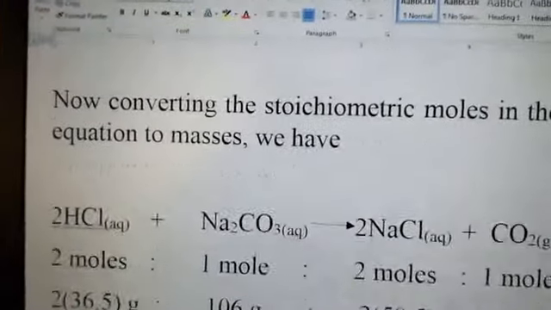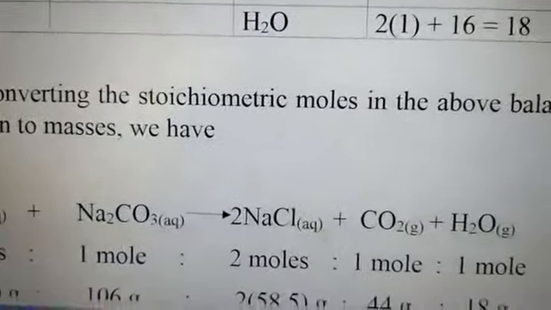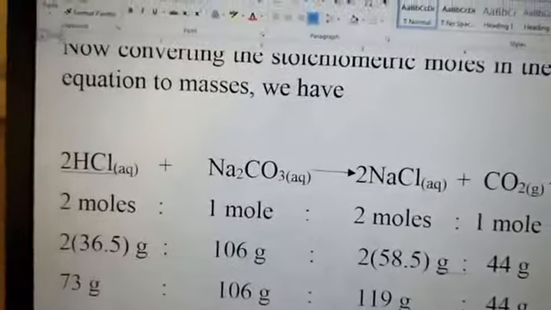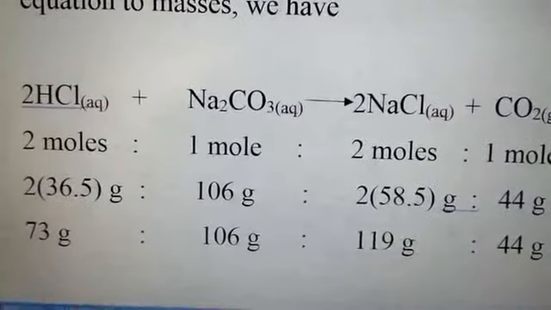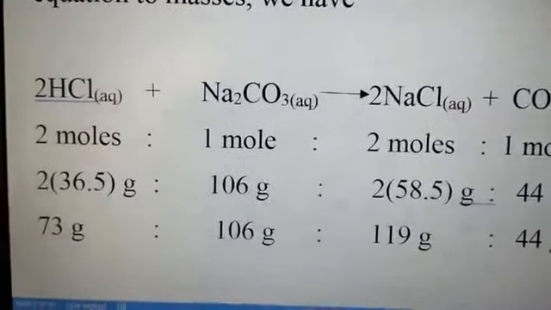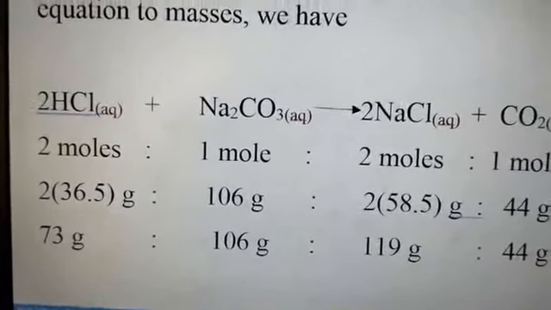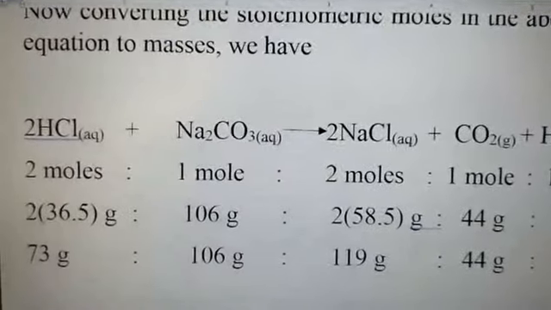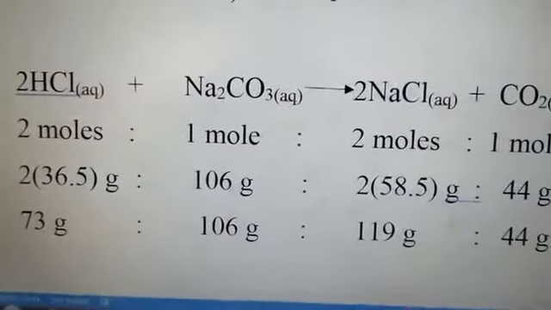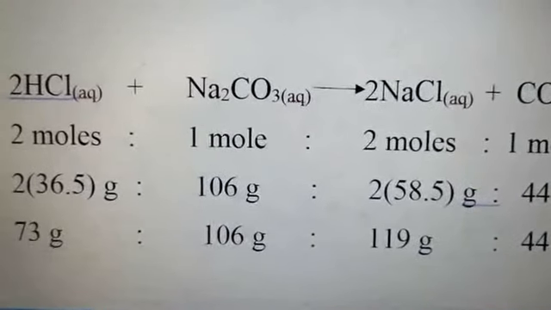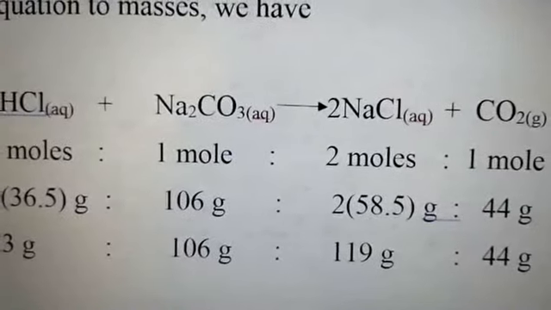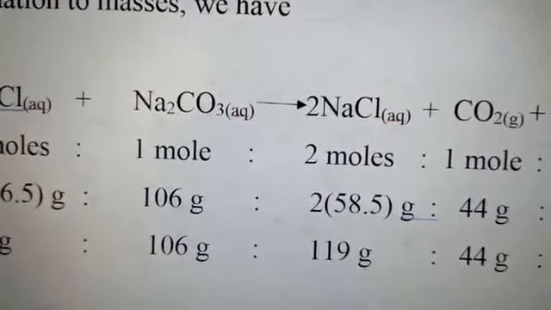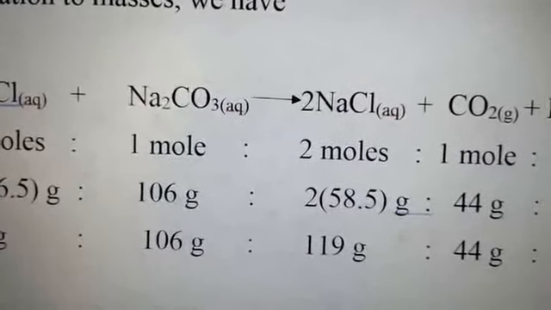Now converting the stoichiometric moles in the balanced equation to masses, you see that we have 2 moles of HCl. The molar mass of HCl is 36.5, as we saw on the table above, and that molar mass means the mass of 1 mole. So 2 moles becomes 2 times 36.5, giving us 73 grams. The molar mass of sodium carbonate is 106, calculated, and there's only 1 mole in the balanced equation. So 1 mole is 106 grams.